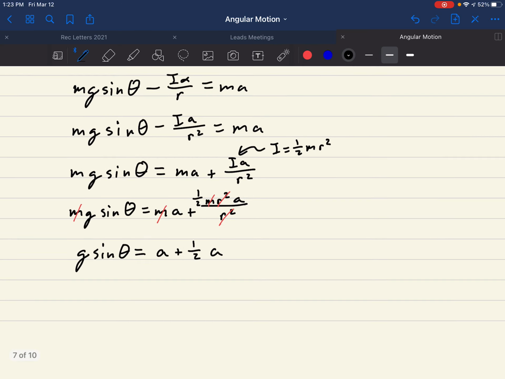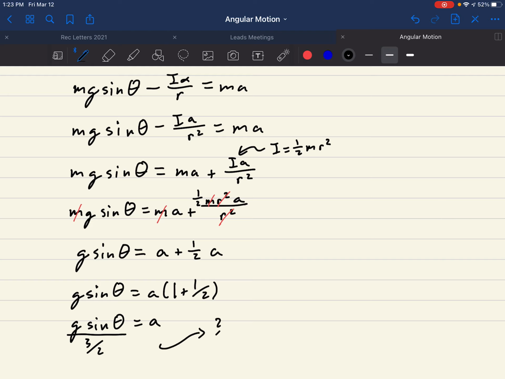Yes, and now we're solving for a. So if we simplify a little bit more, g sine theta is equal to a times 1 plus 1/2. Right, I just pulled an a, I factored out a from those two terms. And solving, we've got g sine theta equals a over 1/2, which is 3/2. So something like that. Or if I want to simplify it to be nicer, 2/3 g sine theta equals a. So something like that. Cool. Okay, so we've got our a.